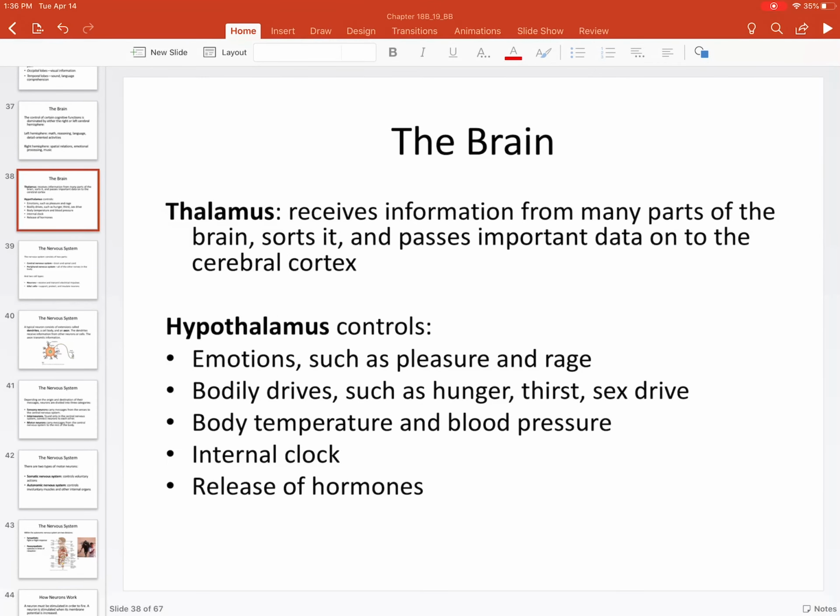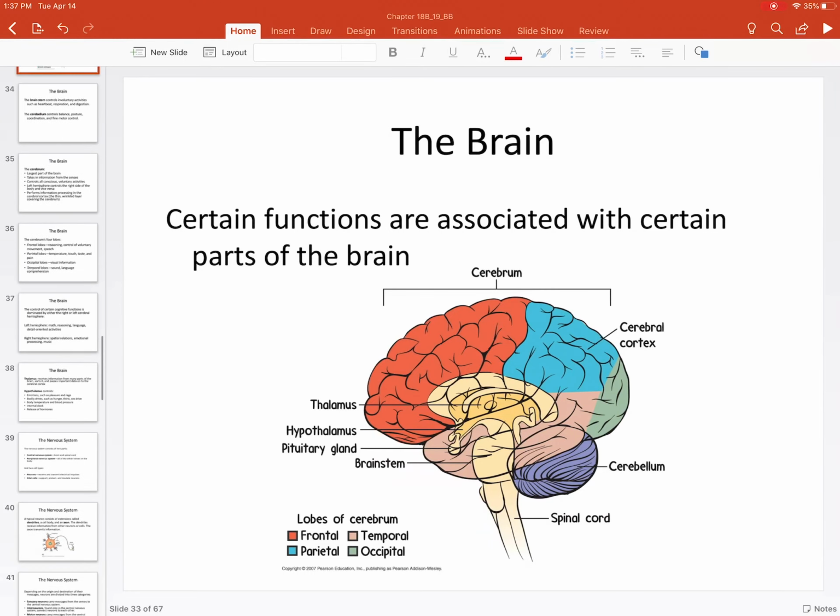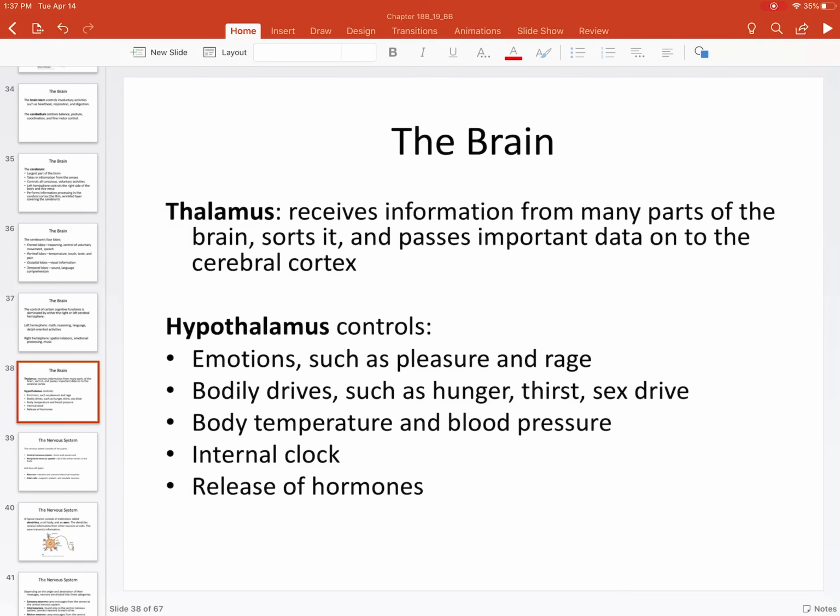Okay, so your thalamus, which is not a piece that we had labeled here that you could see very clearly, but it's almost right there in the very center. It's kind of that circular area of the brain. Your thalamus receives information from many parts of the brain, so it takes all the stuff that's happening on the outside and sends it to the very center. So it's very well protected in the center of your brain. It's going to sort it and pass that information on to the cerebral cortex where it needs to go. So it's like your post office. It's receiving all the information, sorting it out, and then distributing it where it needs to go.